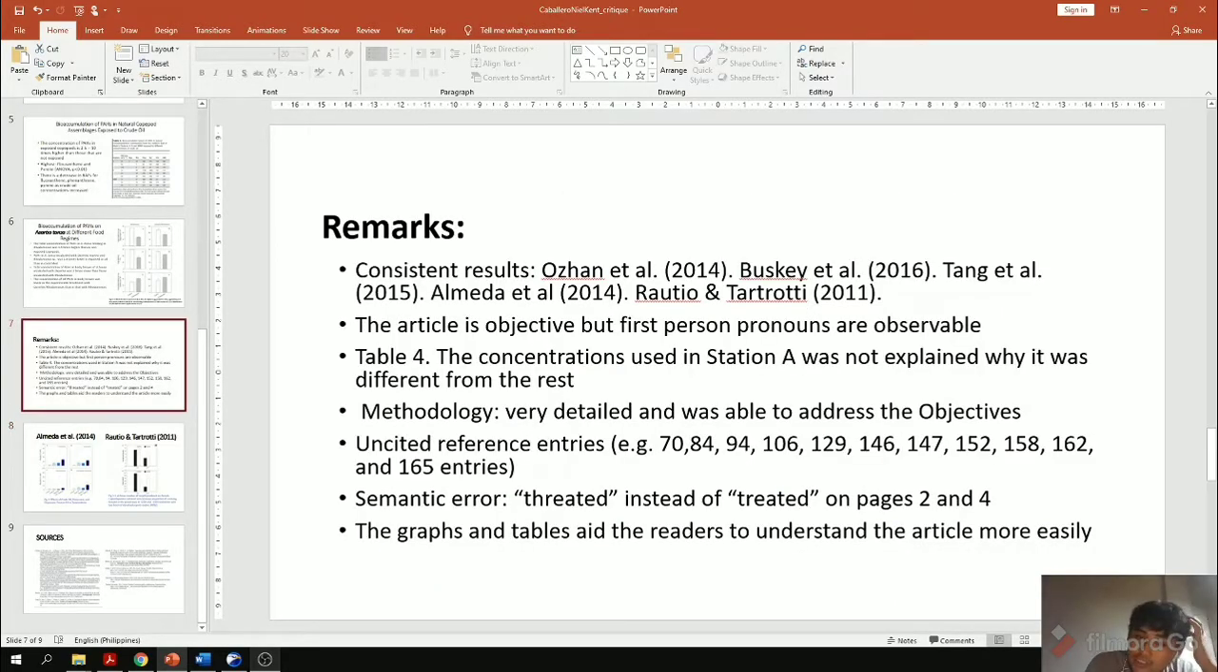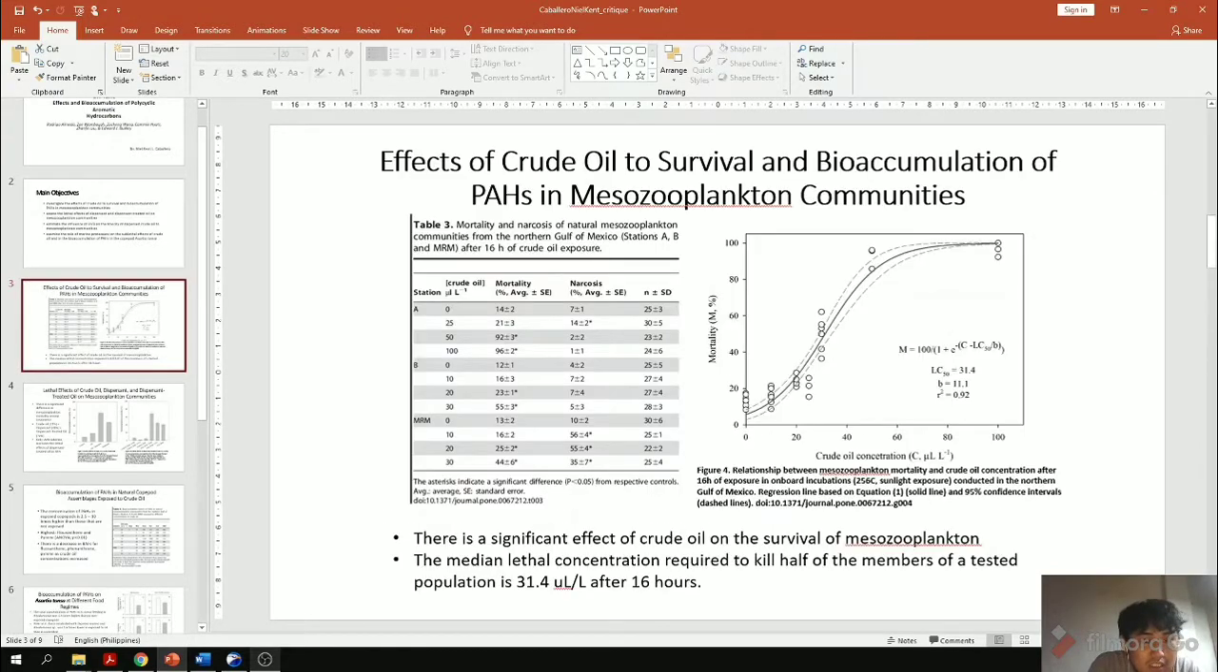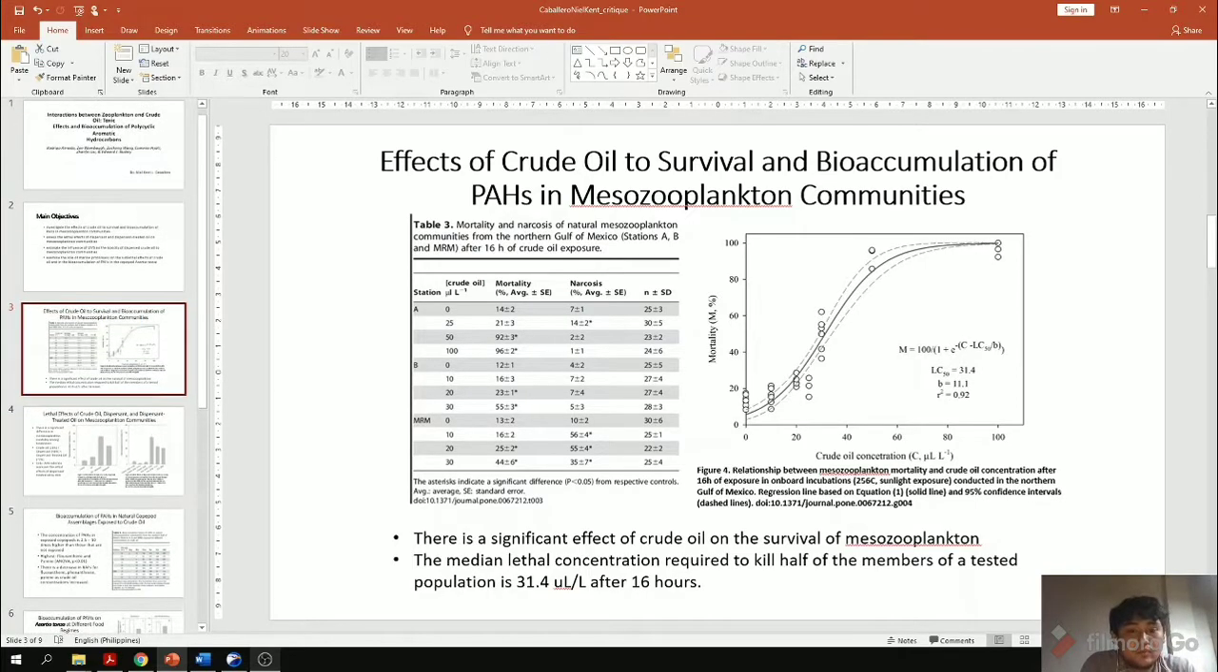Okay, so the article was also written objectively, but although first person pronouns are observable, and also in Table 4, the concentrations used in station A was not explained why it was different from the rest. Okay, so this is what I was telling. In station A, the crude oil concentration is 0, 25, 50, and 100, while for stations B and MRM is 0, 10, 20, and 30, while the mortality and narcosis is the same with the rest of the stations.